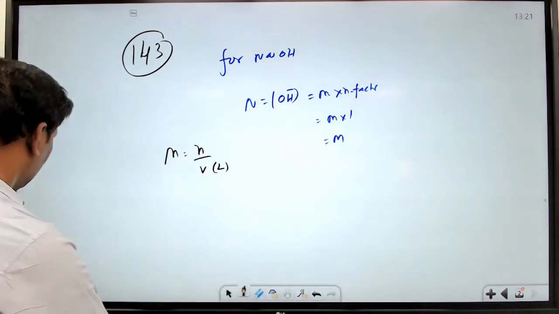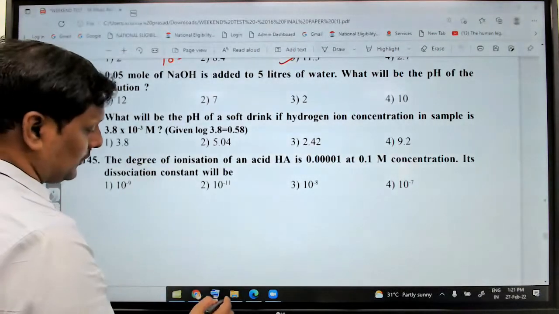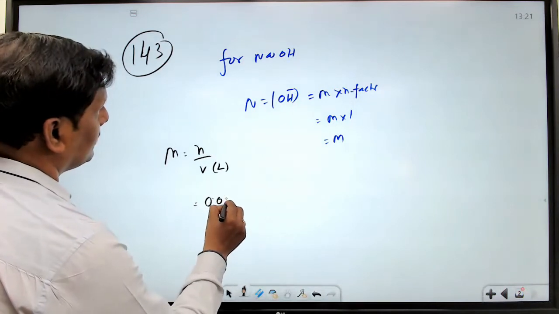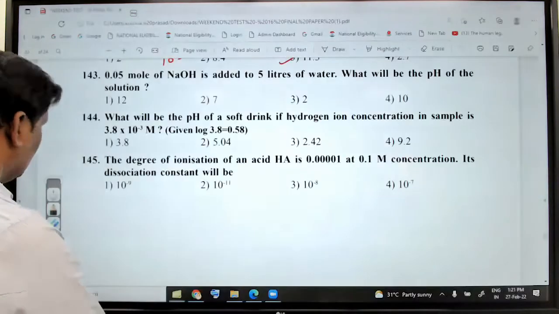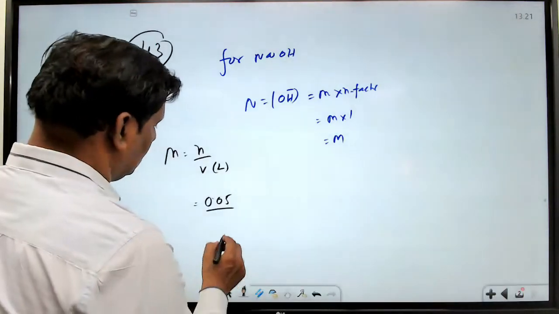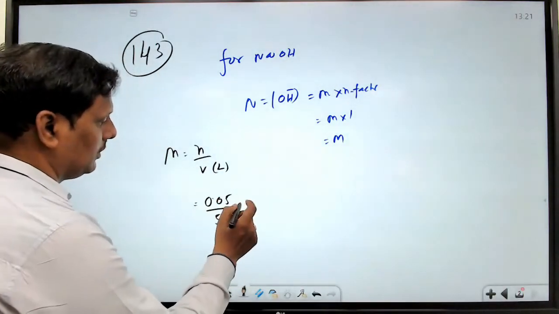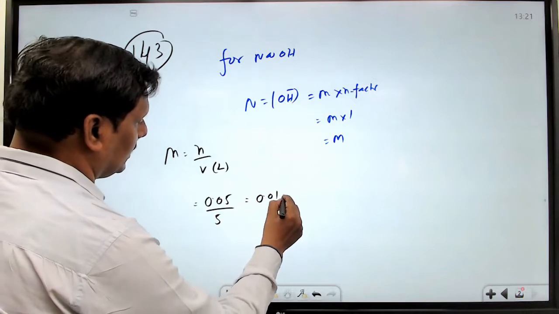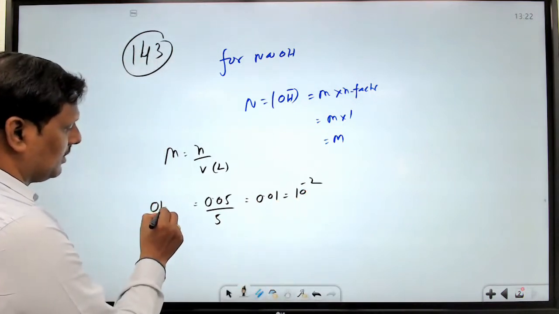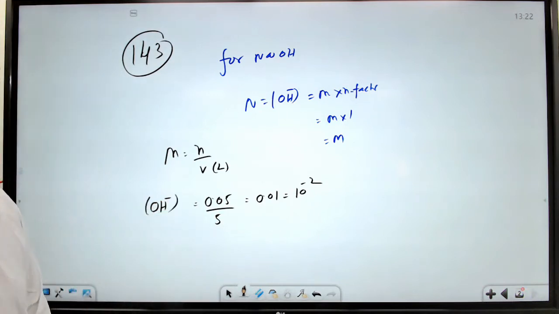Like molarity you can calculate, because 0.05 is given, divided by volume. The volume is 5 liters. Divided by 5, which is equal to 0.01, nothing but 10 power minus 2. That means OH minus is equal to 10 power minus 2.